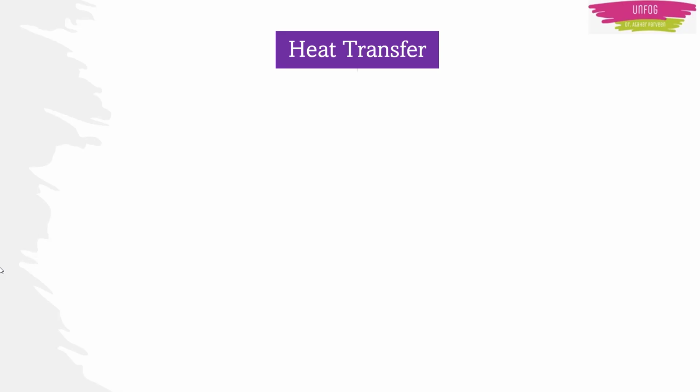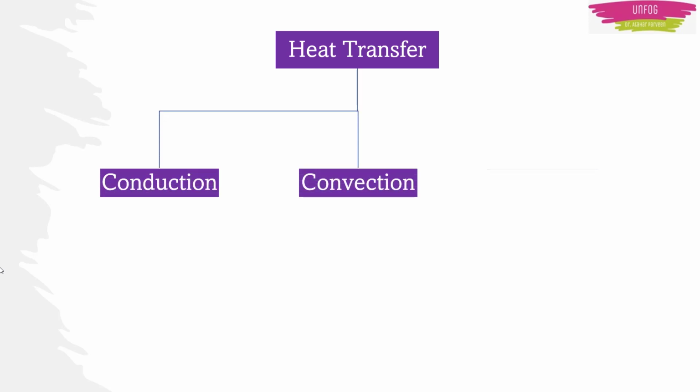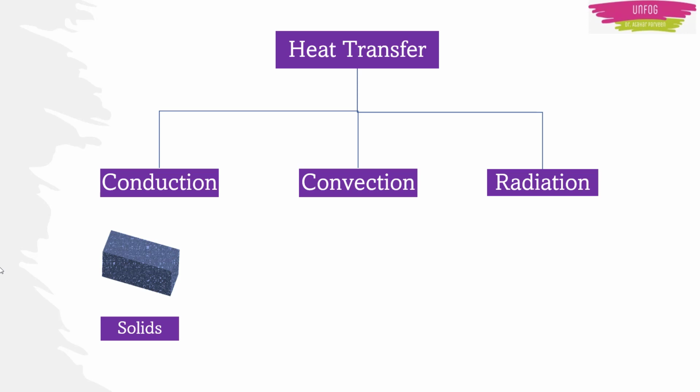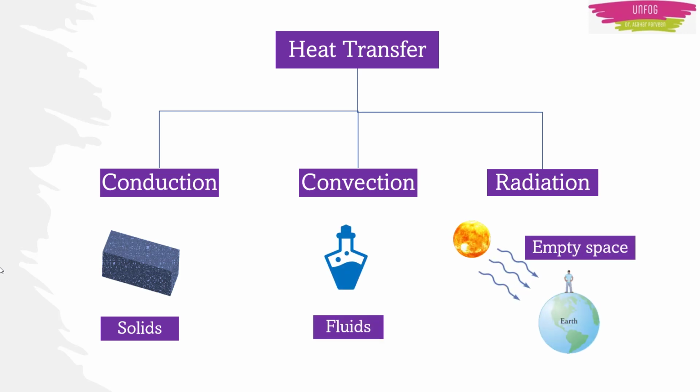When an object is heated, the heat energy is transferred from place to place in three different ways, which are conduction, convection, and radiation. If it is a solid, the heat is transferred by conduction. In fluids, heat is transferred by convection, and in empty space, heat is transferred through radiation.